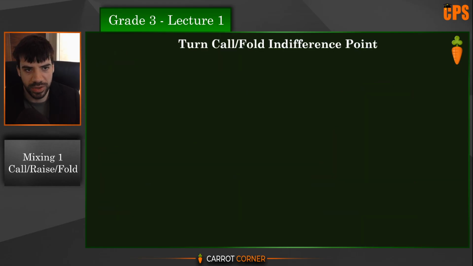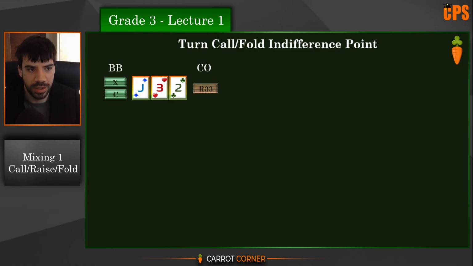We're going to begin with the turn call-fold indifference point in the following situation. This is a big blind versus cutoff matchup, single raised pot. Big blind checks and cutoff decides to bet all of their range for 33% pot, which is an okay strategy. You could also bet just most of your range for 33% pot, or you could bet a bit less of your range for a larger sizing. That would be okay as well.